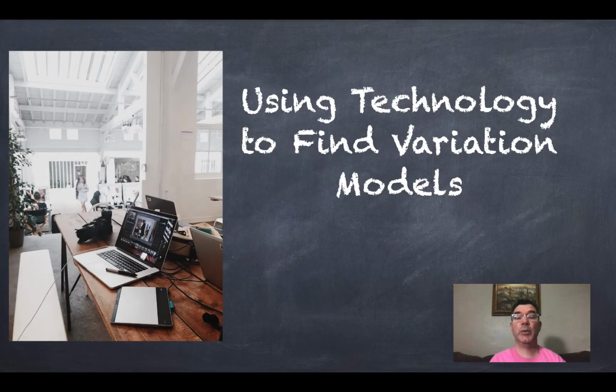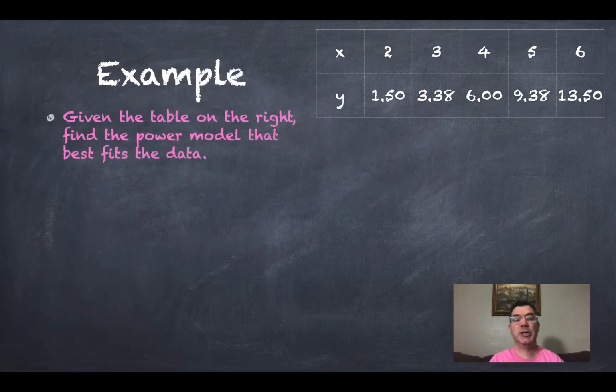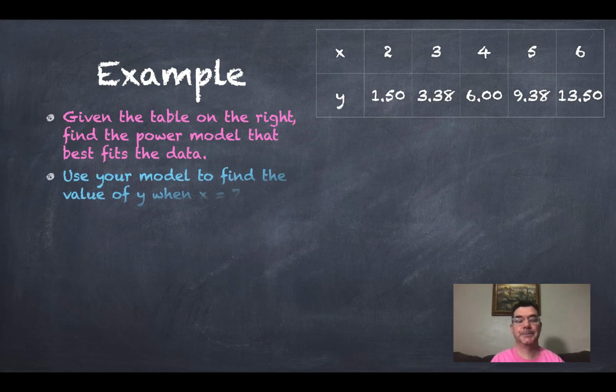Hello again. Today we're going to be talking about how to use your calculator or other technology to find variation models, to figure out whether two variables are directly or inversely proportional and whether there are exponents involved. So let's get started. Here's an example. I have a table. We have to find the power model that best fits this data.